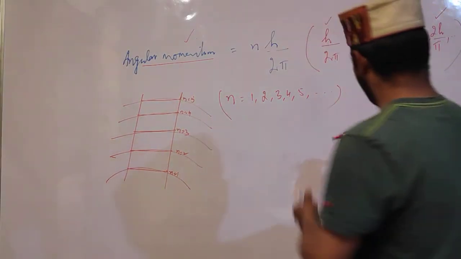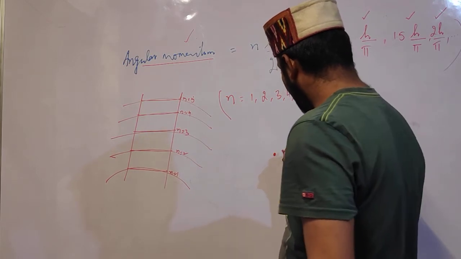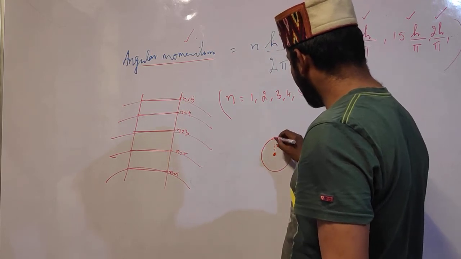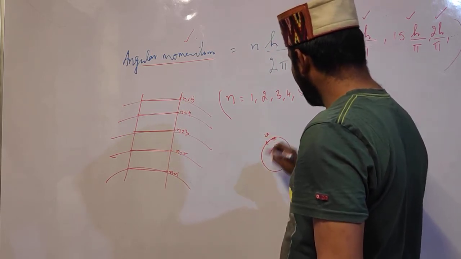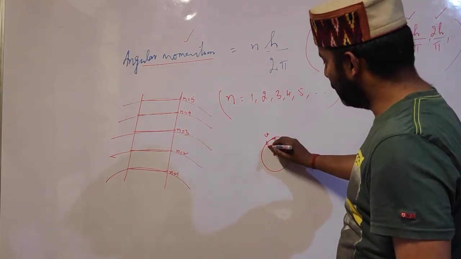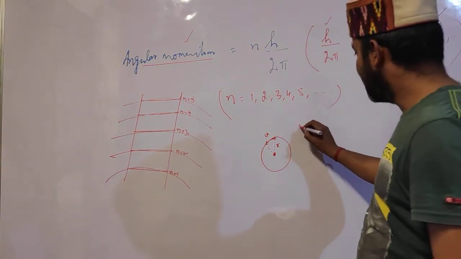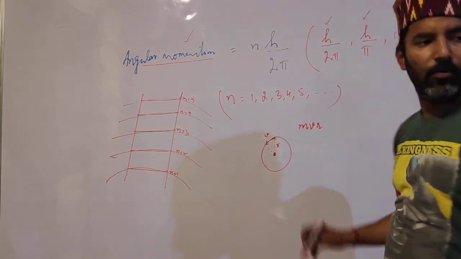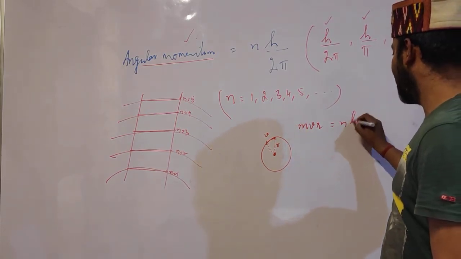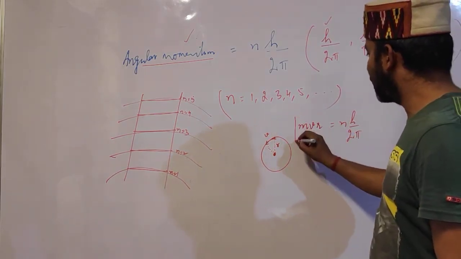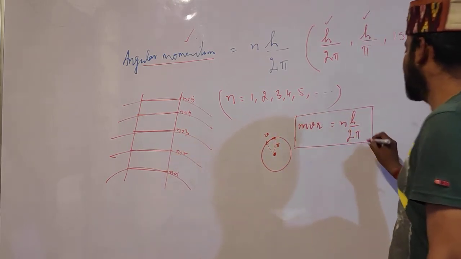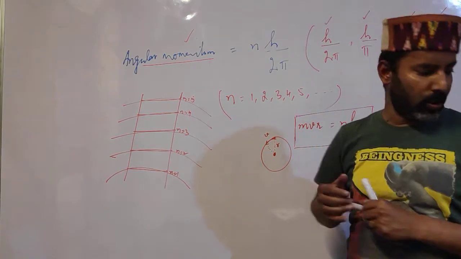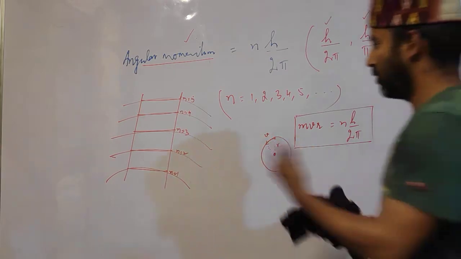Now students, say this is the nucleus and this is the orbit in which the electron revolves, the radius is r, and the electron is moving with velocity v. Then the angular momentum at any point will be what? It is m into v, which is the linear momentum, into the radius r. This is angular momentum, and this is nh upon 2 pi. So mathematically, angular momentum mvr is equal to nh upon 2 pi. Students, these are the main postulates of Bohr's model.